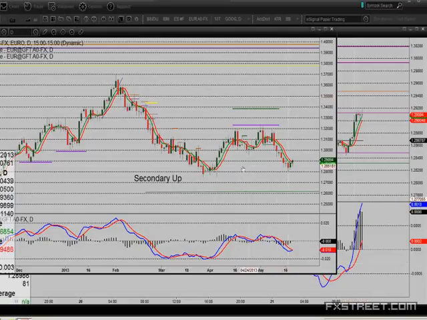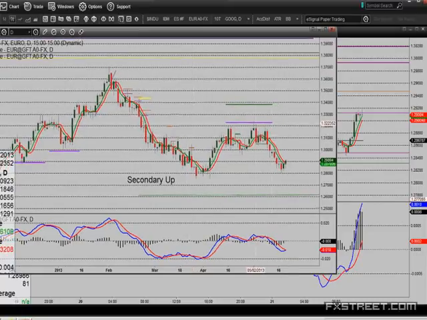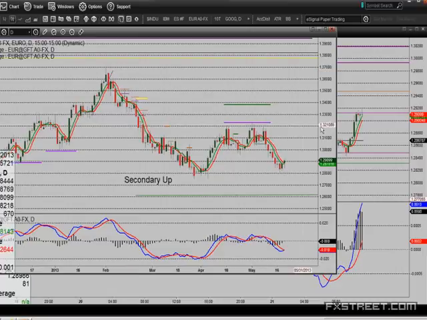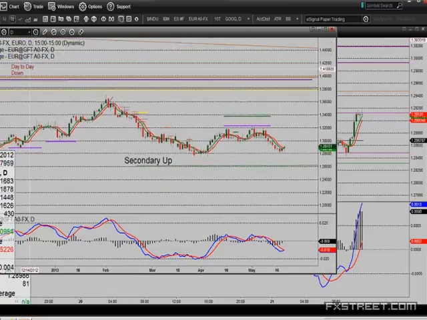This was the day-to-day zone here. I don't have it marked. Take my word for it. That zone, that purple line, marked the bottom of the day-to-day zone. So you had a head and shoulders bottom on the zone. So right here, the day-to-day was already down, and my primary was down. There's my day-to-day.